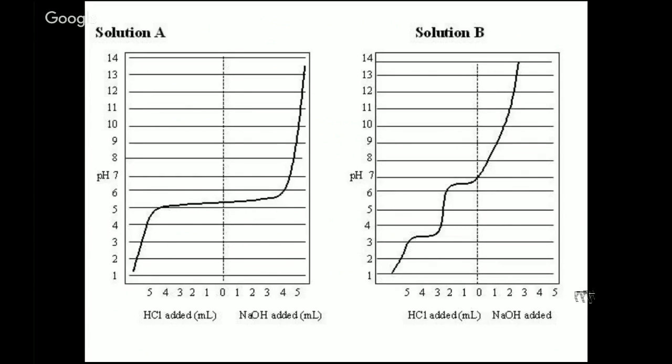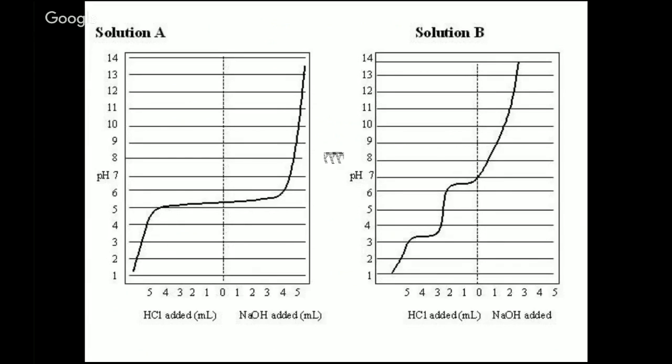Now let's look at solution B. Look what happened here. They started out with a pH of around 7. They added 2 mils of acid, and then they got a big drop. They then got another little stabilization for about 2 more mils, and then they got a big drop. Look what happened when they added base to this solution. They started adding base, and it went right on up. There were no points of stabilization, no buffering ranges for the alkaline side of this chart.